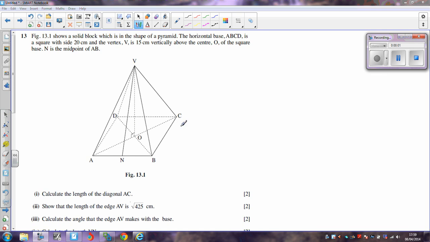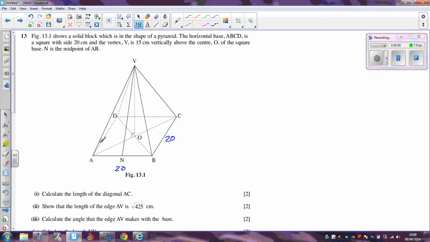The first thing I'm going to do here is put some measurements on the diagram. We're told that the base is a square, and also all of those lengths around the bottom are 20, and the height of the pyramid is 15. Okay, so first of all, for the length of the diagonal AC, we can see that ABCD on the bottom is a square.